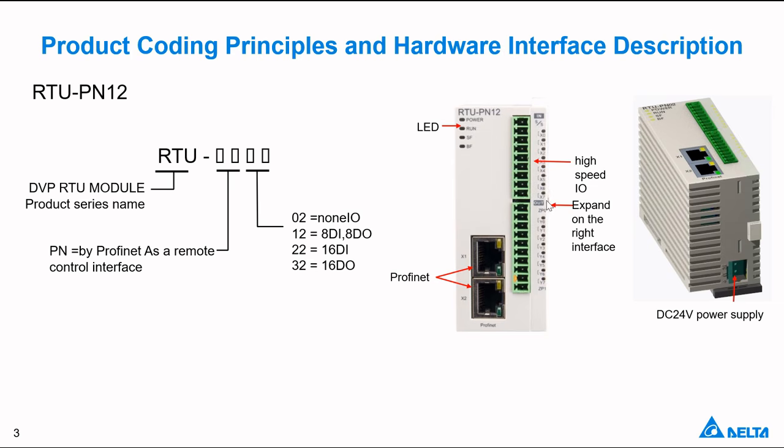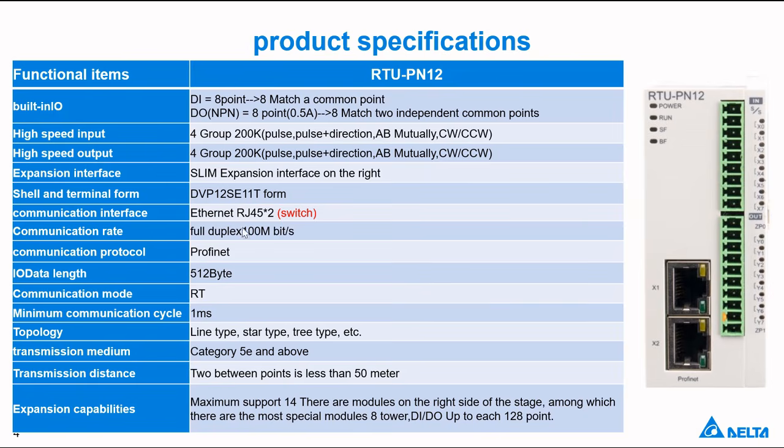And here you can see we have X0 to X7, which are high-speed inputs, and we also have Y0 to Y7, which can be the high-speed pulse outputs. And here is the 24-volt power supply, and we have 2 Ethernet port slots here, which are for the switch function.